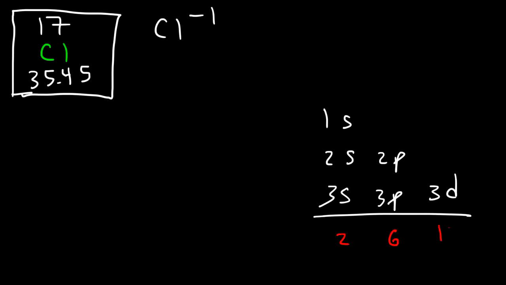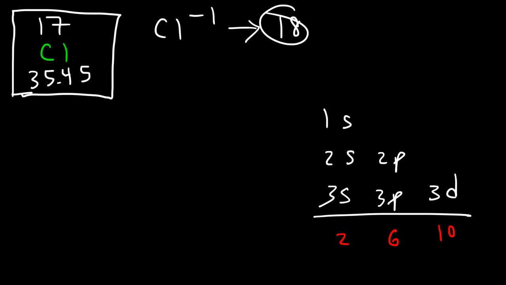Now for chlorine, we really don't need the 4th energy level. So let's start with this. We need to get up to 17, and then we're going to add one. Chloride has a total of 18 electrons. Now for this one, we can just go straight to 18. We don't have to start from 17 and add one. You could do that if you want to, but you don't have to, because chlorine is not a transition metal.